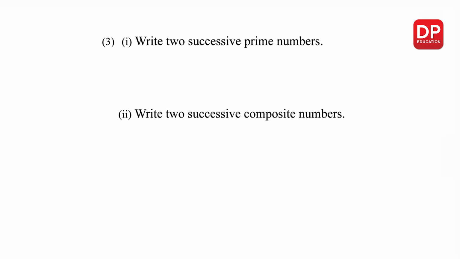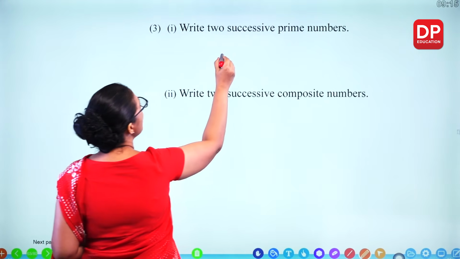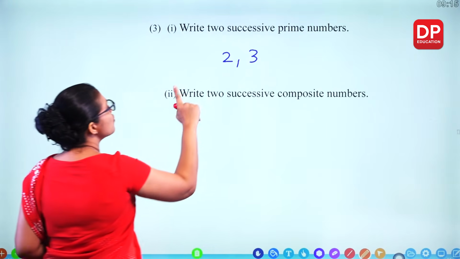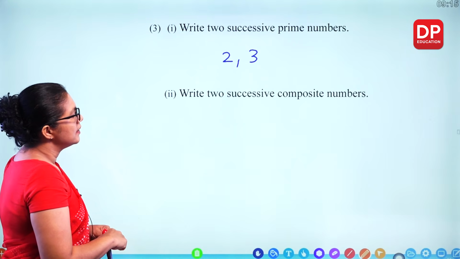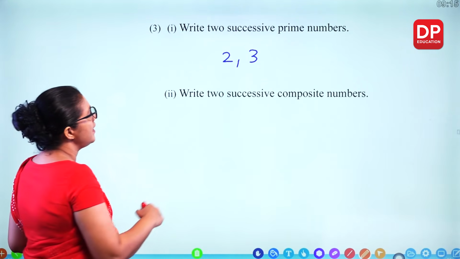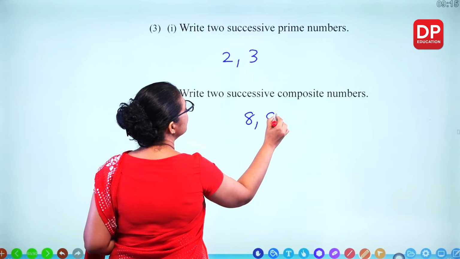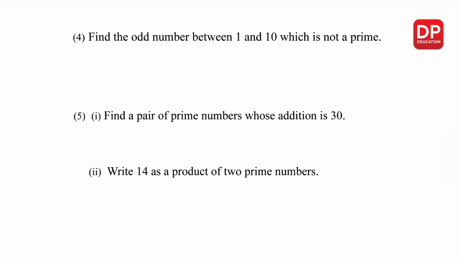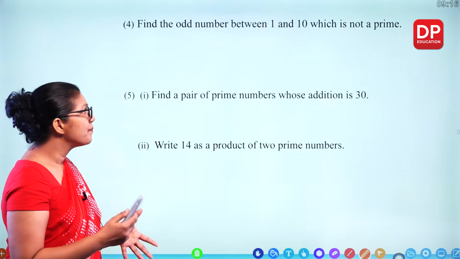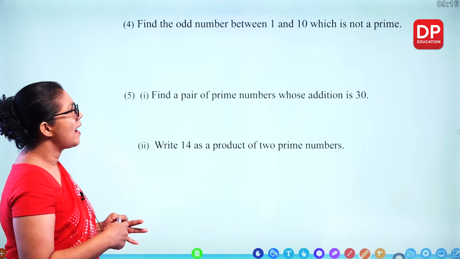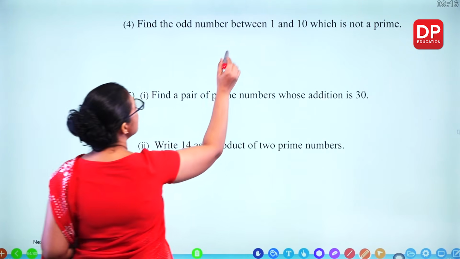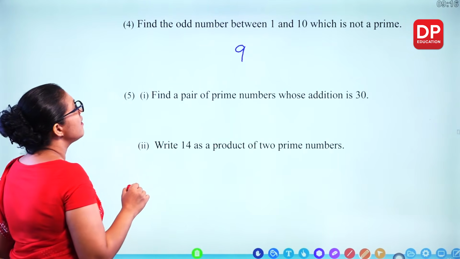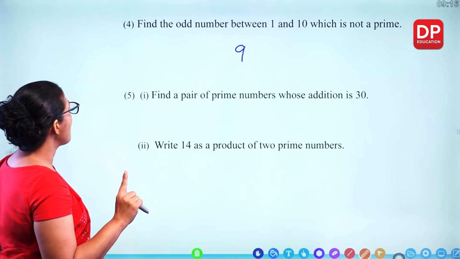Write 2 successive prime numbers: 2 and 3, next to each other. Write 2 successive composite numbers: 8, 9. Question number 4. Find the odd number between 1 and 10 which is not a prime. So 3 is prime, 5, 7. All are prime numbers. So 9 is the only odd number that is not a prime.